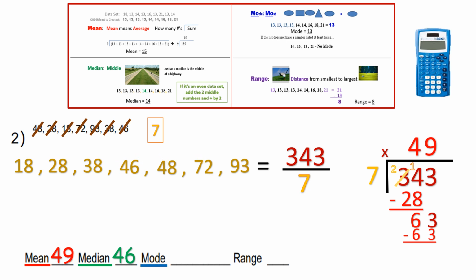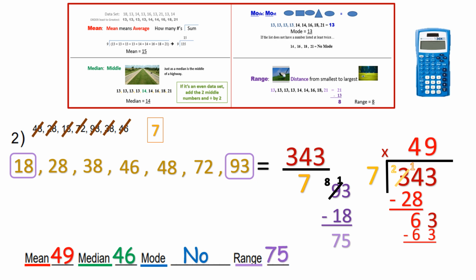So what is my mode? Well, once again, mode is the one that is written down the most number of times. They're all only written once, so there's no mode. And then my range, once again, I'm going to find the distance from the highest point to the lowest point. So I'm going to find the difference and subtract 93 minus 18. I have to borrow from the 9 in order to subtract, but that's going to give me a total of 75. So I know my range is 75, and I have found all 4 of my data set.